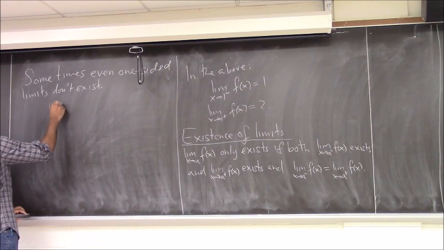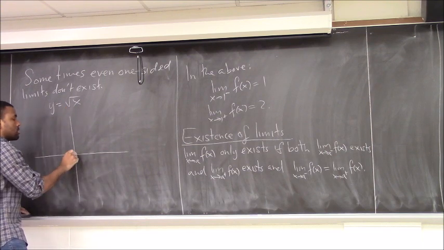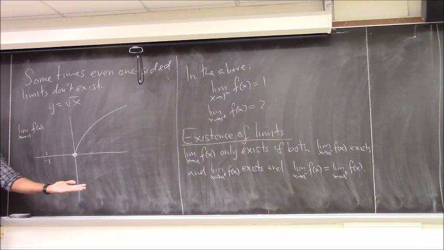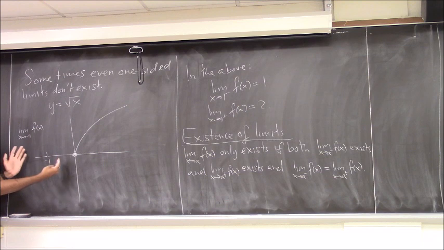How about something like y equals the square root of x? Look at that function. That looks like this. So now let's consider the question, what is the limit as x approaches -1 of this function? -1 is over here. There is nothing over there, right? It doesn't matter if I'm coming from the left or the right or I'm looking in general, there's literally nothing to approach, right? The function doesn't even exist there.